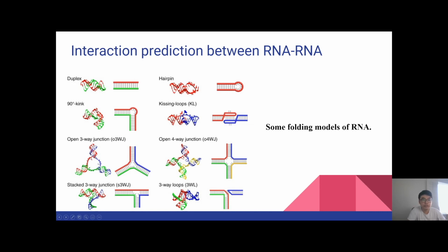For 90 degrees, and we have other interactions like kissing loops, open three-way junction, four-way junction, or we can stack them up together with three-way stack junction or three-way loops. As you can see on the first two lines, only two of the RNAs connect to each other. But on the last four, more than two RNAs are connected to each other. And this genetic algorithm will try to predict which one is the best model.